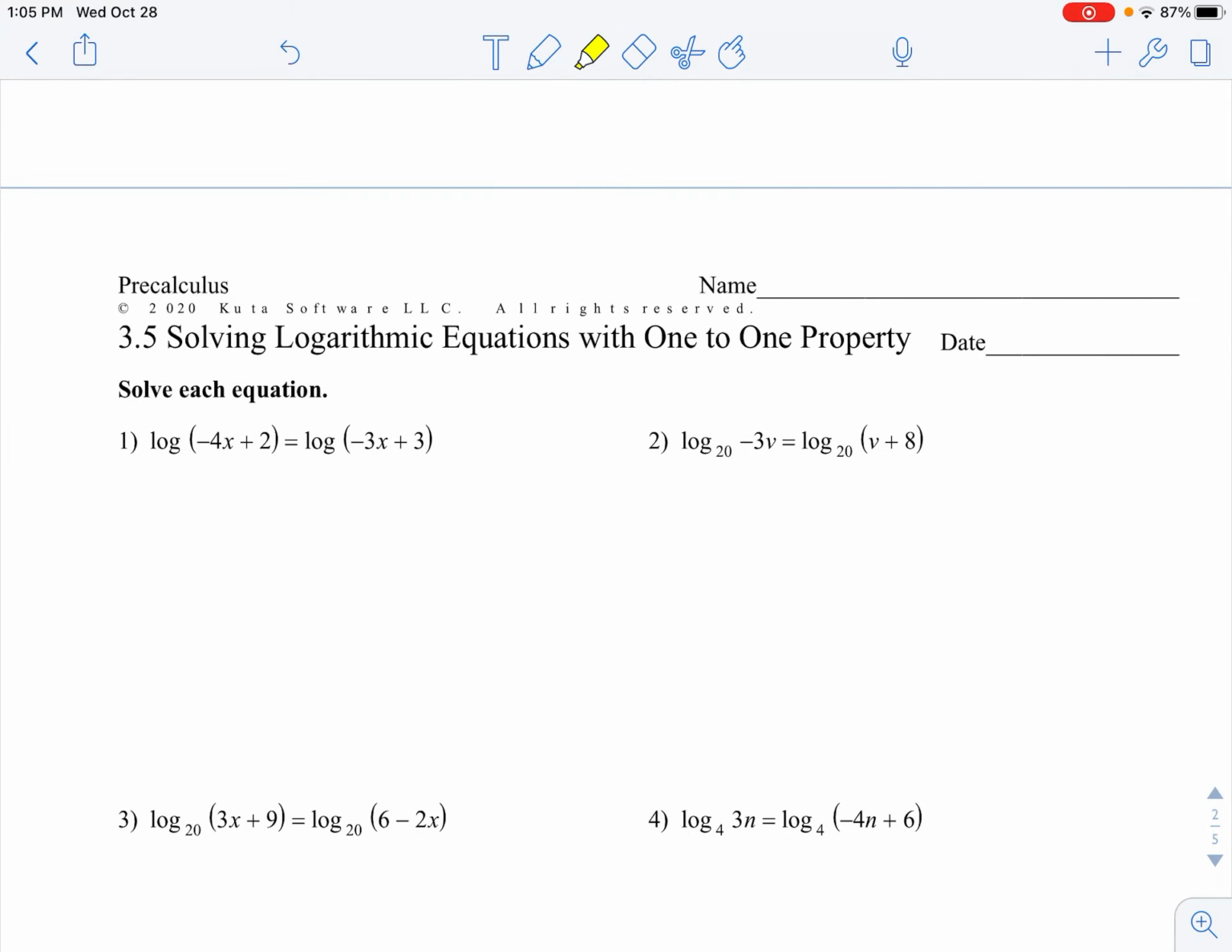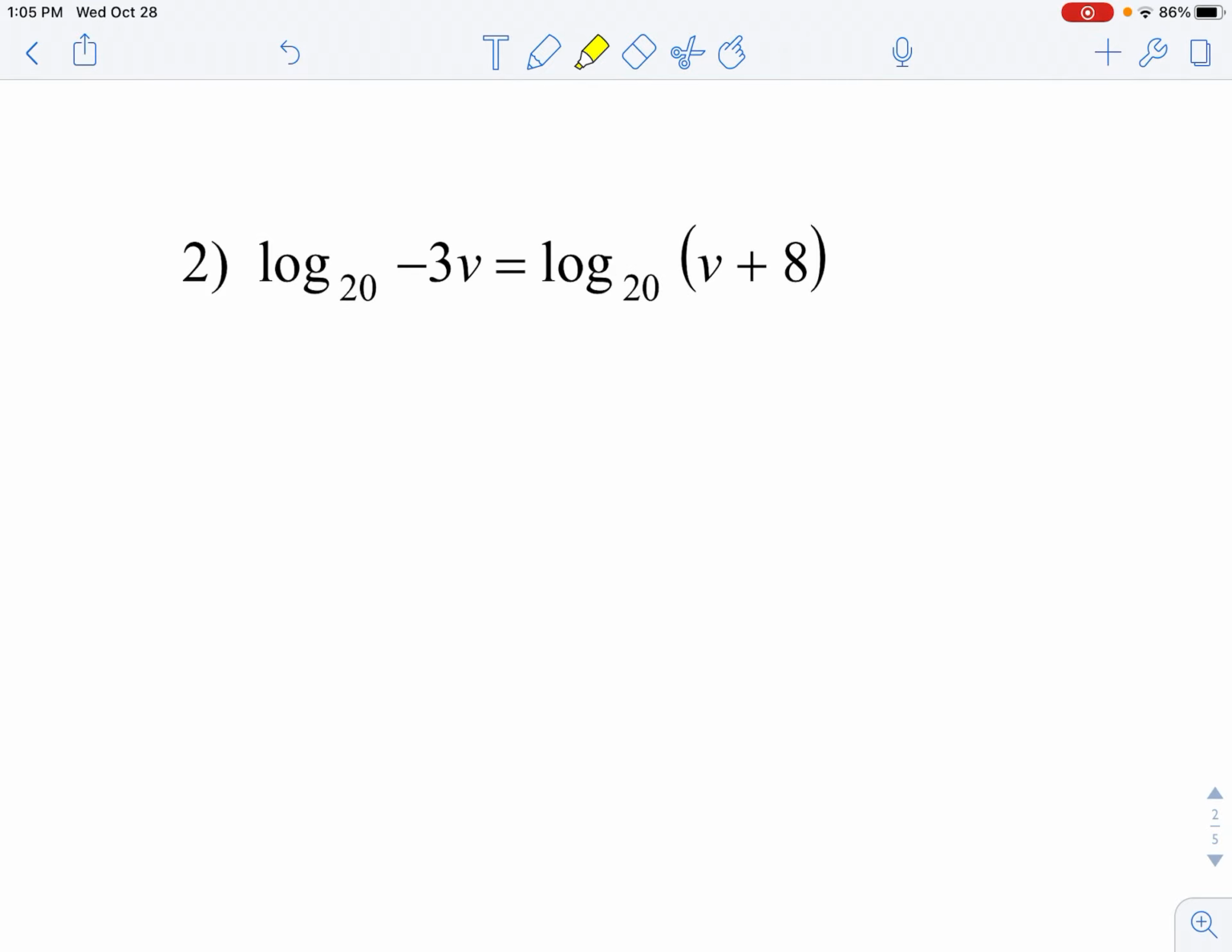So, as normal, I'll do the evens, you do the odds. Number 2, we have log base 20 of -3v equals log base 20 of v plus 8. And the one-to-one property, basically there's one logarithm on this side that cancels out with one logarithm on that side. As long as they're the same, if this one over here was log base 5 instead of log base 20, then this wouldn't work. You couldn't solve that equation with what I'm teaching you today. You'd have to use other means that we're not going to worry about. But the point is, they do cancel out, and you get -3v equals v plus 8.